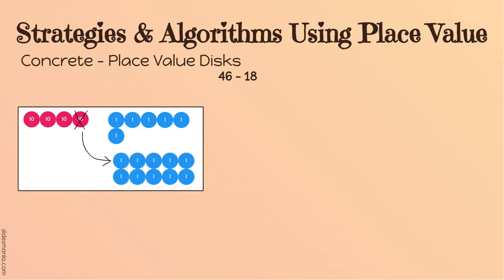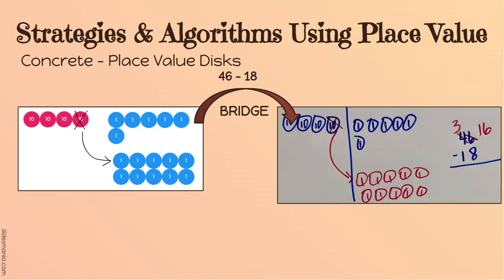So now I have 3 10s and 16 ones, still 46. And now I am going to subtract the 6. But before I do that, I want to make sure I'm building that bridge. After we've done several examples concretely, I can move into drawing the place value disks. When I regroup, I just cross out the 10 and redraw the 10 that I unbundled to get it.